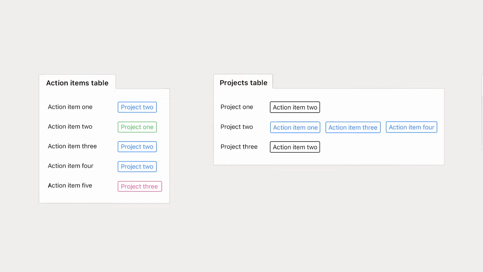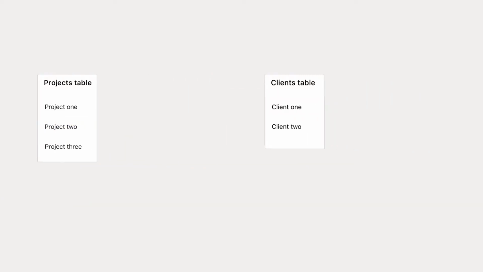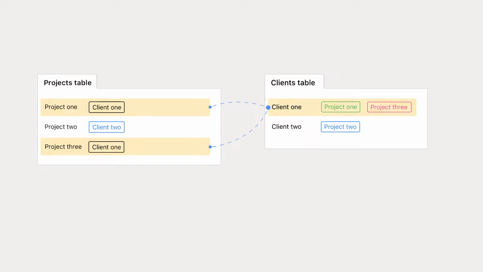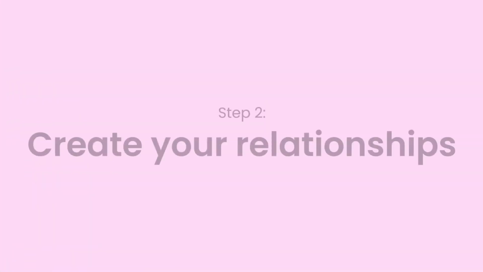For example, your projects are broken down into action items. So it's important you know which action items are related to which projects. And there may be multiple relationships for your workflow. For example, each project could also be associated to a client. Before you start linking your relationships, take a moment to review each table and define how they relate to one another.